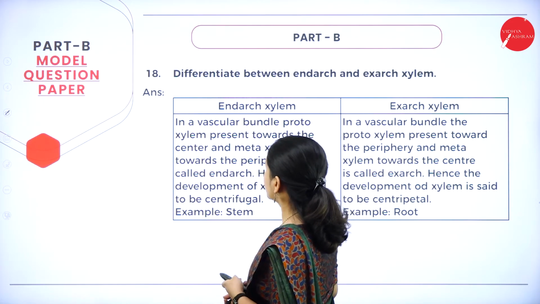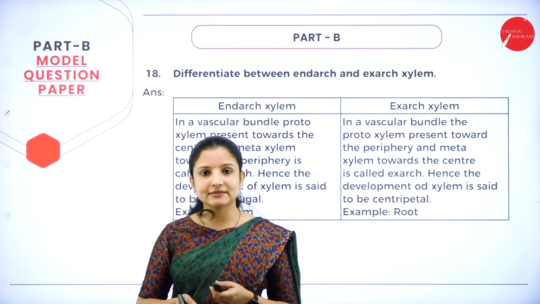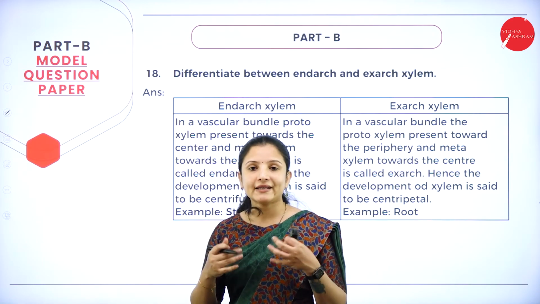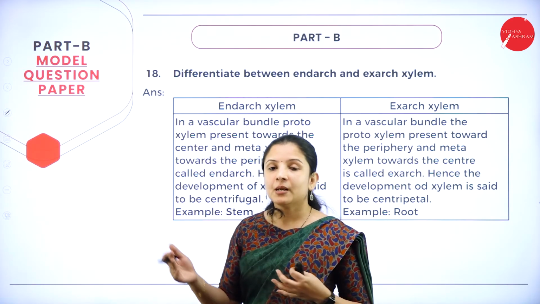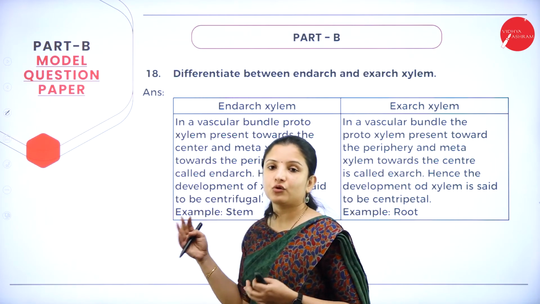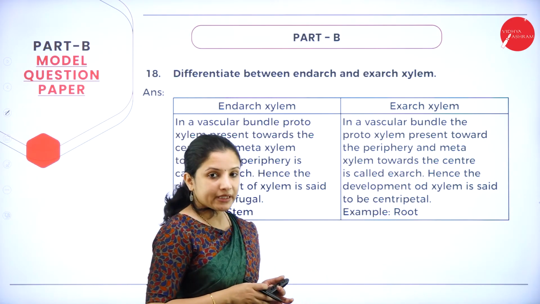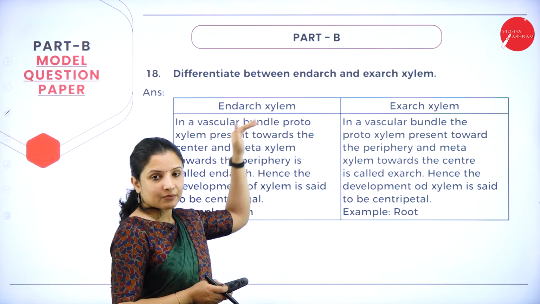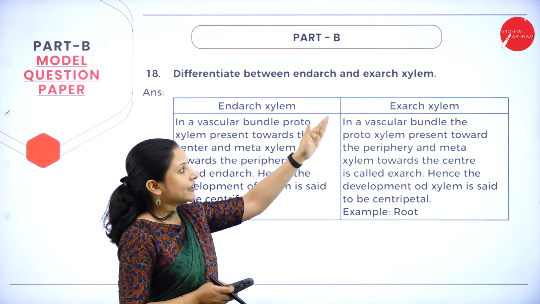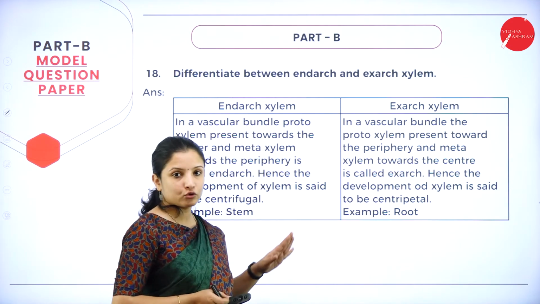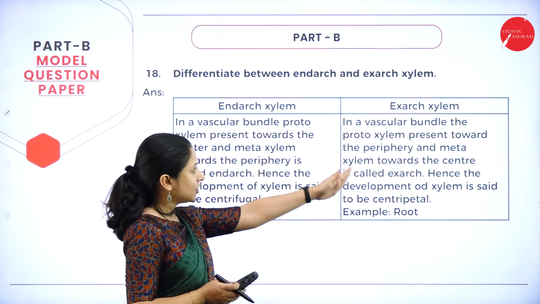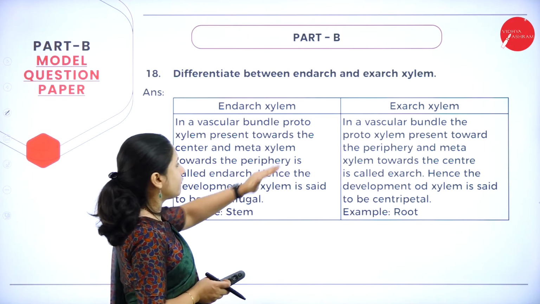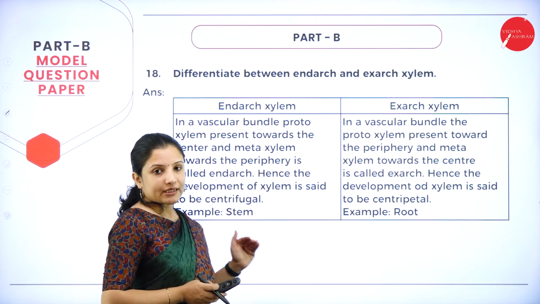So next question here, differentiate between endarch and exarch xylem. Whenever the word differentiate or write the differences comes in such questions, please write it in the form of columns. Don't write it in the form of a paragraph. Means don't give the side heading as endarch xylem and write a paragraph, and then give the side heading as exarch xylem and write a paragraph. Don't do that. What you need to do is make 2 columns. In one column write endarch xylem, in the other write exarch xylem, and then go for writing the differences. So that is very important.